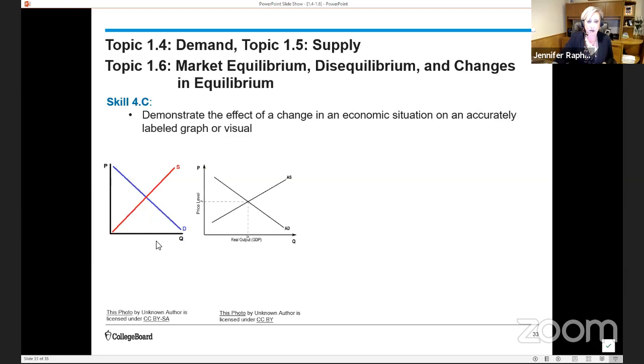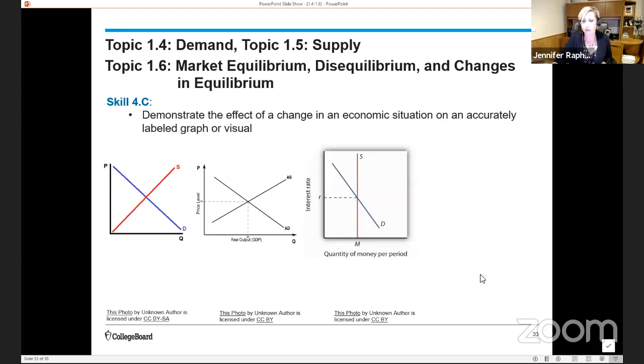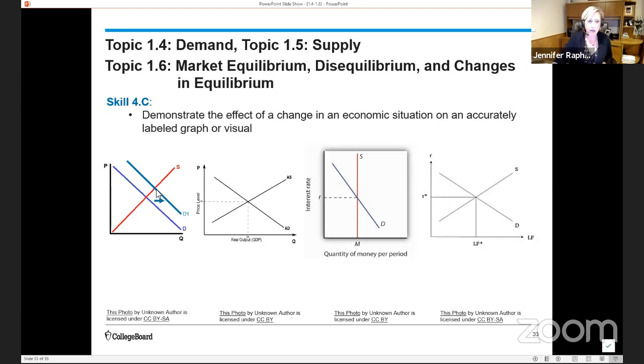Okay, and again, whether it's a product market model or a resource market model or the aggregate demand, aggregate supply model, the money market model, the loanable funds market. If we're increasing demand, we need to find the new equilibrium. If we're increasing aggregate demand, we need to find the new equilibrium. If we're increasing the supply in the money market, we're looking for the new interest rate. And if we increase supply in the loanable funds market, we're looking for the new interest rate. It's very similar analysis.